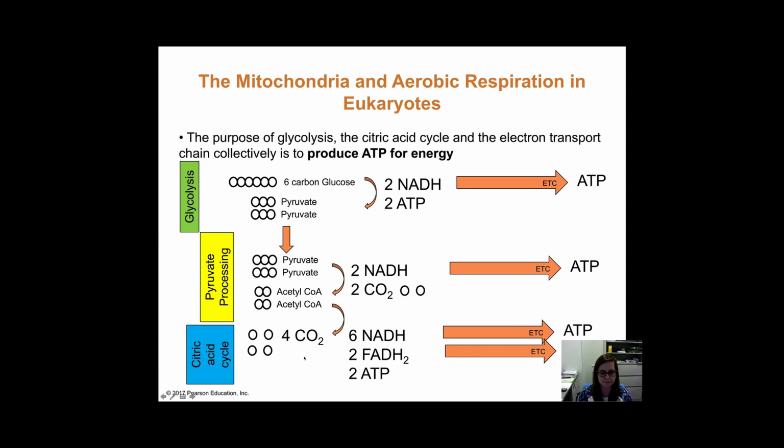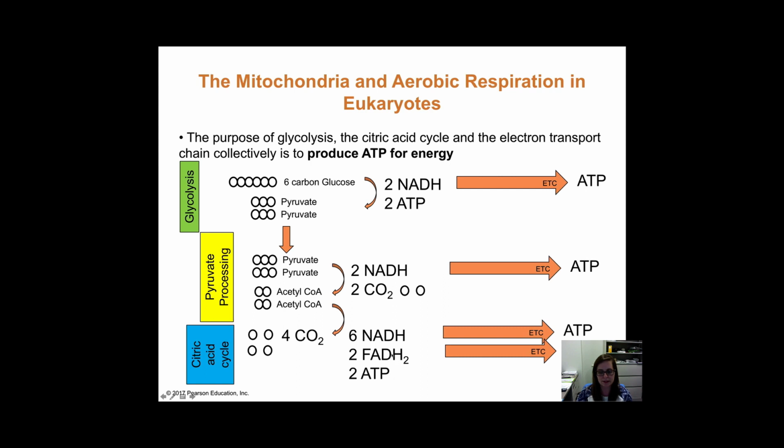So in the citric acid cycle, what's going to come out are eventually 4 molecules of CO2. So for every acetyl-CoA that goes in, those carbons will come out. So we're going to fully oxidize glucose in this third step, the citric acid cycle. During the citric acid cycle, we're going to make a net of 6 NADHs, 2 FADH2s, this is another electron carrier, and 2 molecules of ATP, okay?